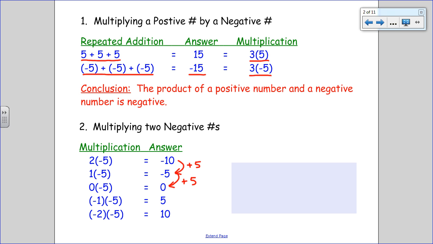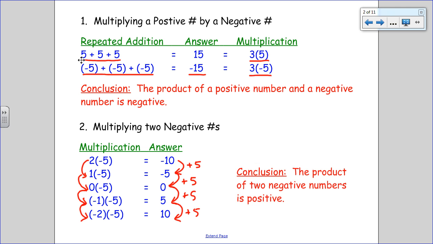As we compare those answers, we see that each successive answer is 5 more than the previous. And as we continue to decrease the number at the beginning of our multiplication problem by 1, we should expect that that pattern of increasing our answer by 5 will continue. Thus, negative 1 times negative 5 should be positive 5, and negative 2 times negative 5 should be 5 more than that, or positive 10. So from this pattern, we can draw the conclusion that the product of two negative numbers is positive.